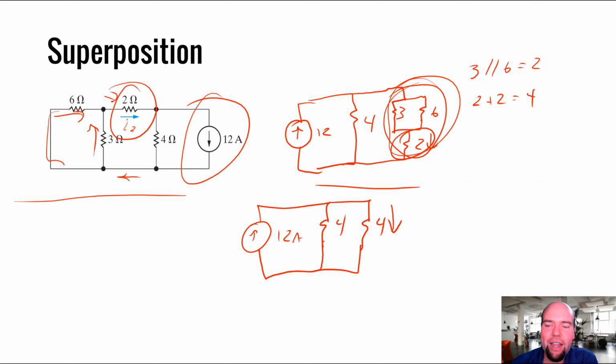We got 12 amps and we got a 4 in parallel with a 4. So I don't have to go through the current divider. I can just say it's going to be split evenly. So I2 in this case is going to be 12 divided by 2. That's going to be 6 amps.